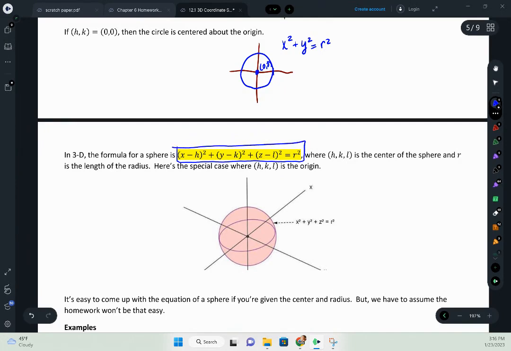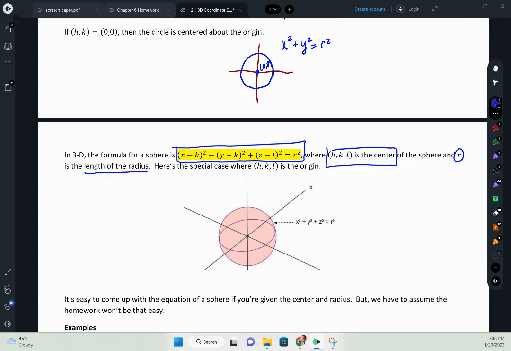(x - h)^2 + (y - k)^2. That's still the same as a circle. The added component is (z - l)^2, and that's what gives us our sphere. Still equal to r^2. We're still dealing with a radius. Nothing changed there. But once you've got an equation in this form, you can identify that (h, k, l) is the center, and r is the length of the radius.